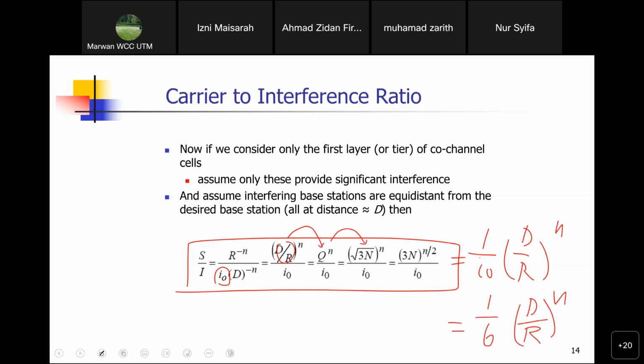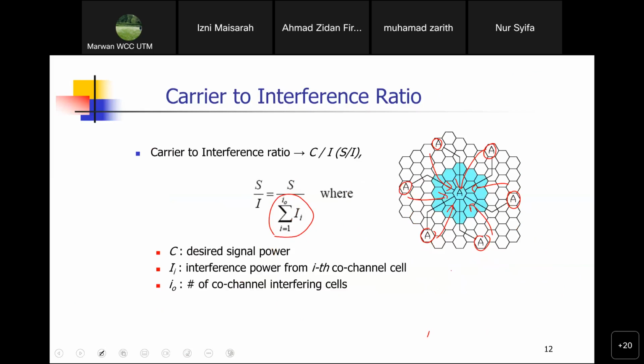So you can see for the entire network, it depends on how many co-channel cells are around you, I naught. For example, normally we have 6 cells around us, but in the drawing I only have 4. Why? Because this area around here maybe is a mountain. There is a mountain, there are no people, so there is no base station. If this is how it has been drawn, and I ask you to compute your S over I, then I naught equals 4.